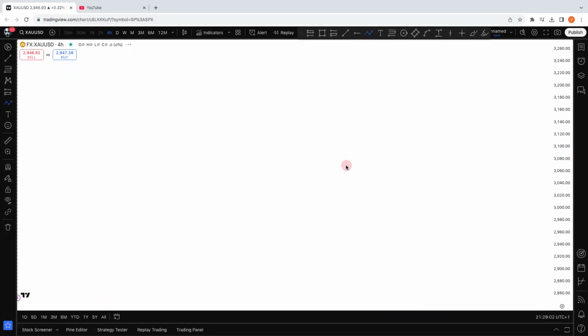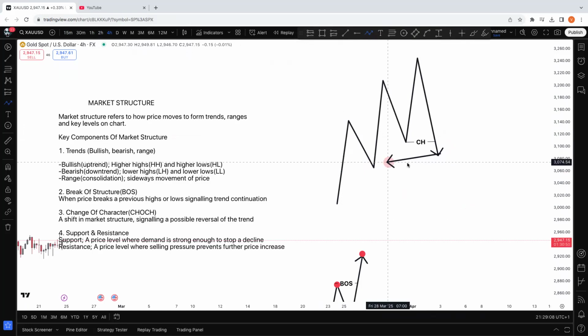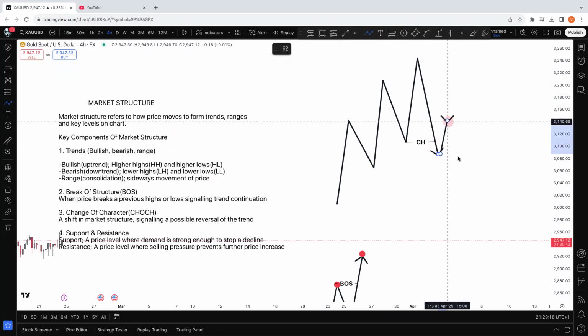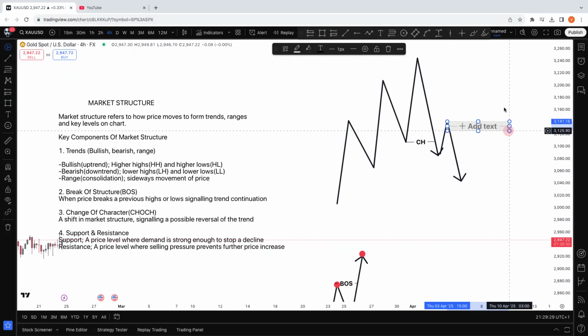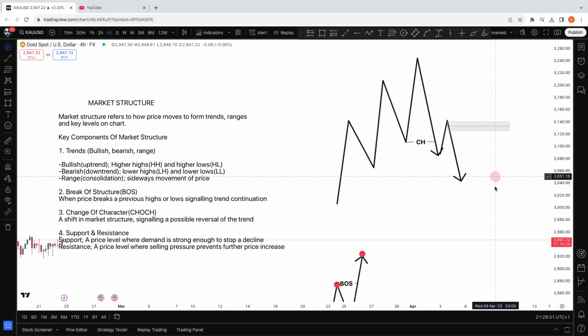Now, the most valid type of break of structure is when you have already two structures taken out. Let's say, for example, after price took out this, price then decides to do something like this and then goes ahead and takes out this low. Once this happens, it is a very strong indication that price has indeed changed trend. And all you'll be looking for in this type of market is sales. You'll be looking for sales down here.